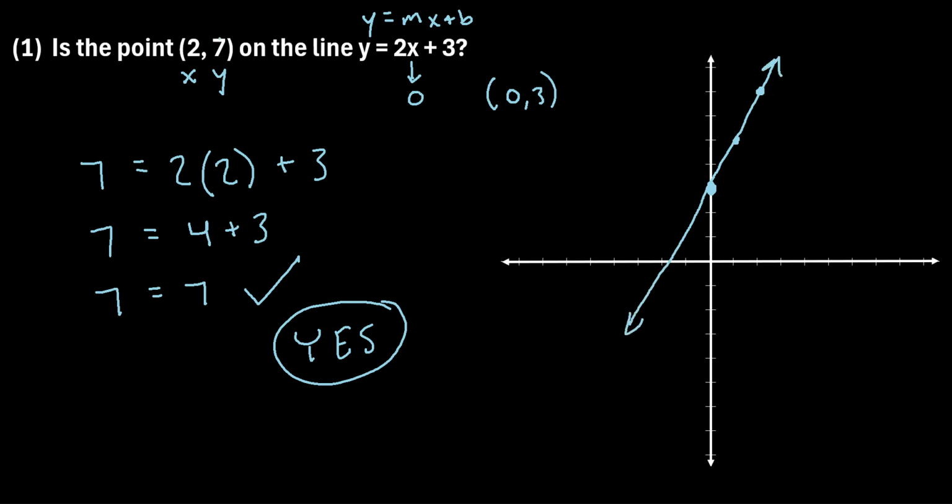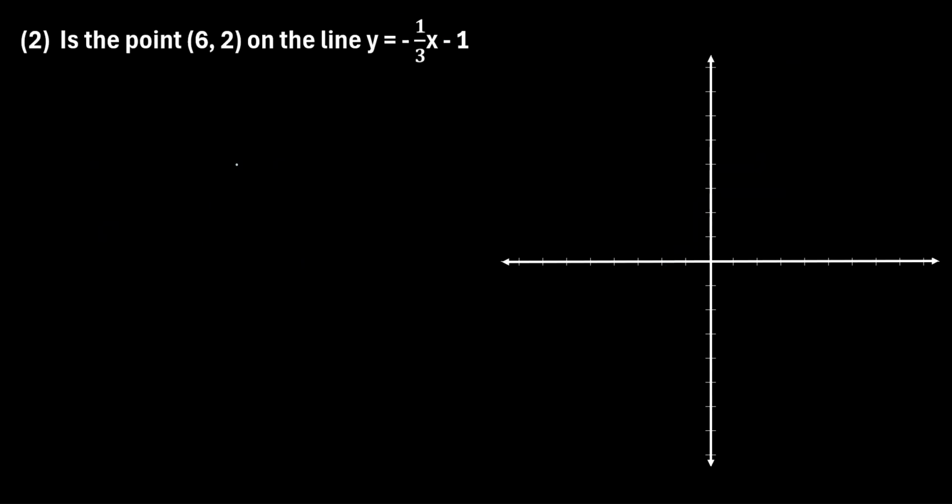And we would see that the point (2, 7), so if we identify that point, 1, 2, then we go up 7, 1, 2, 3, 4, 5, 6, 7, that's the point right here. So indeed, it does lie on the line. So that's how you can double check your answer graphically. All right, let's try one more example.